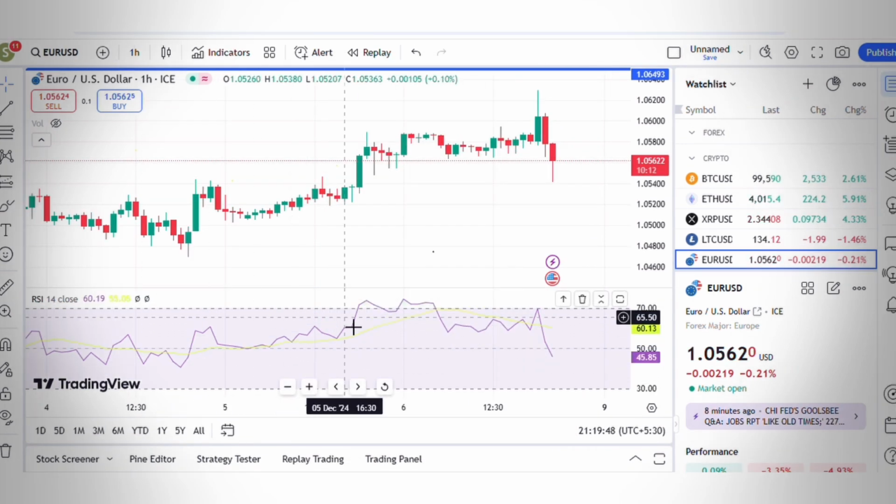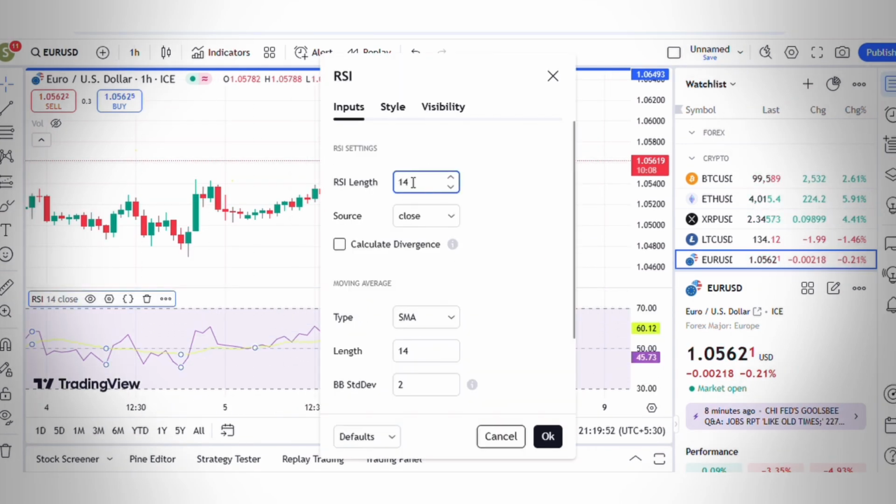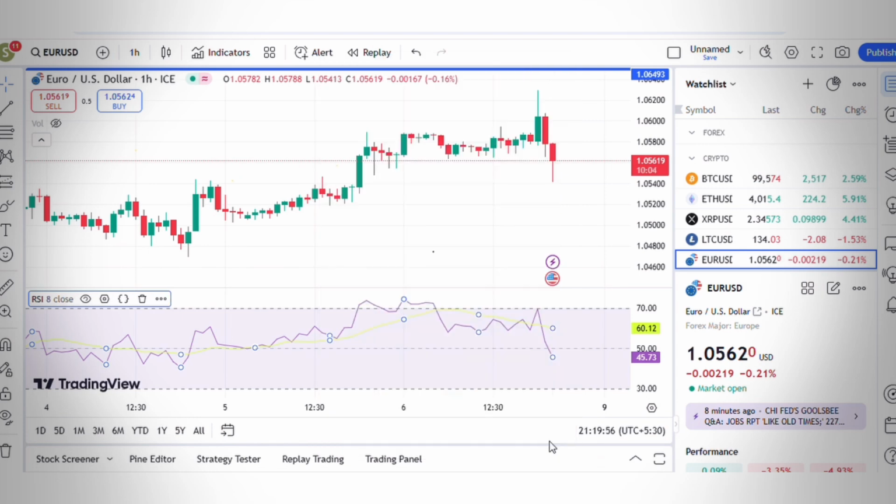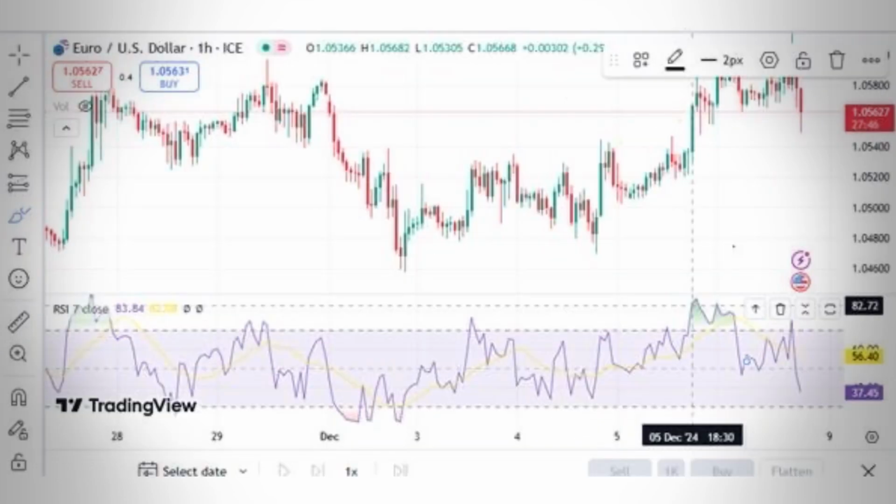For this example, let's go with an 8 period. So you see that on the 5th of December 2024, the RSI went as high as 86. And we can see that there was a peak on the chart at that period. An RSI above 70 tells us that the currency pair is overbought.